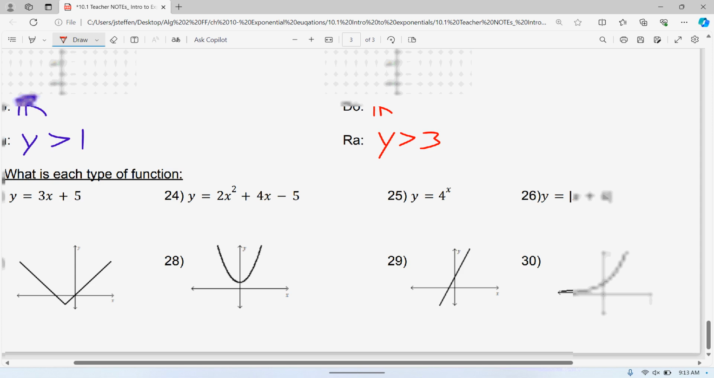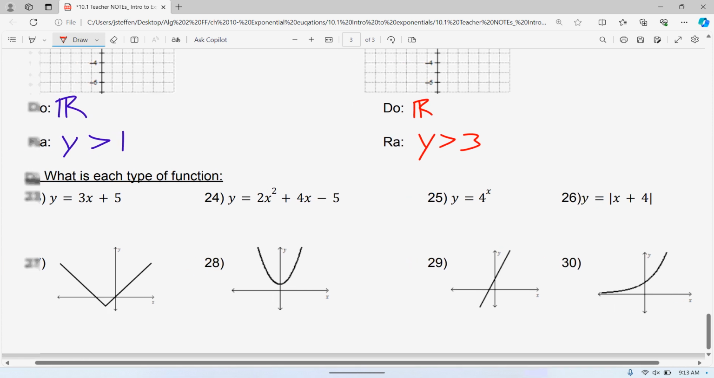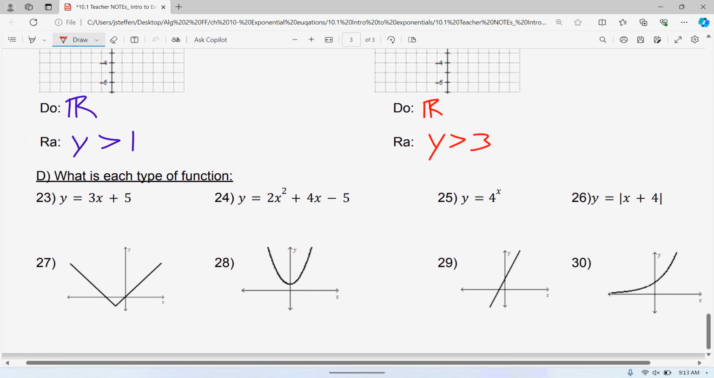So last but not least, my favorite part of this lesson, because I think it's the easiest part: what is each type of function? I guess I could ask which one is exponential. I think maybe that's what I do on your homework check today. But remember, the biggest thing is an exponential one is the one where the variable is the exponent somewhere.